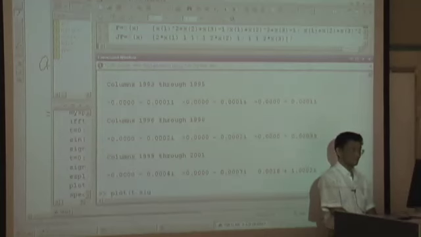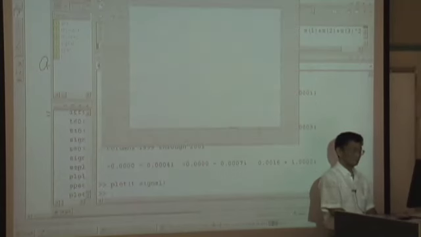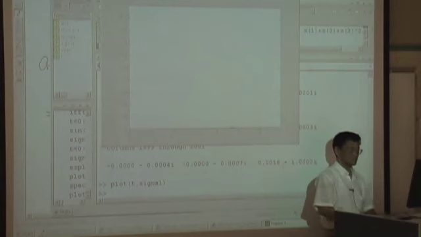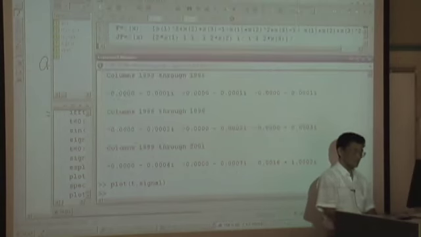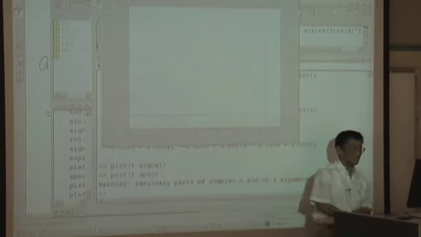What is the name of the previous one? Signal? Strange. Signal is not spec. Did I use spec? Take a look.